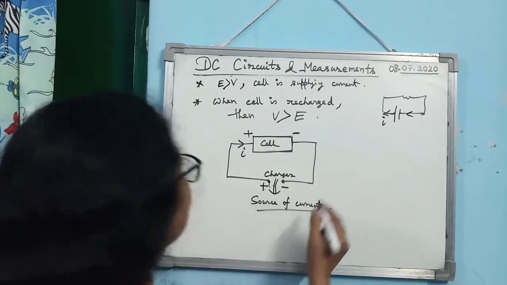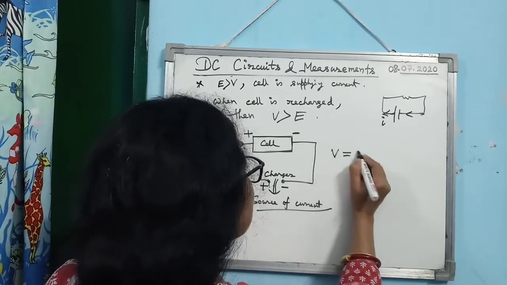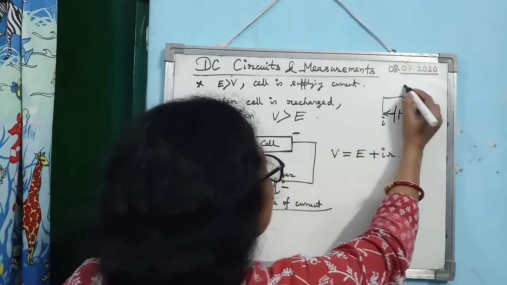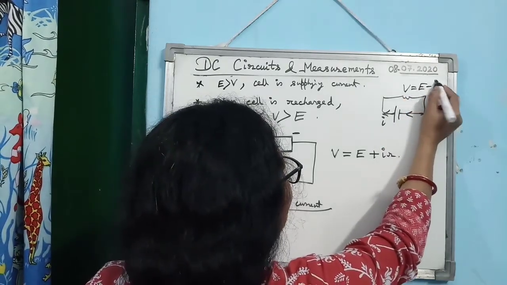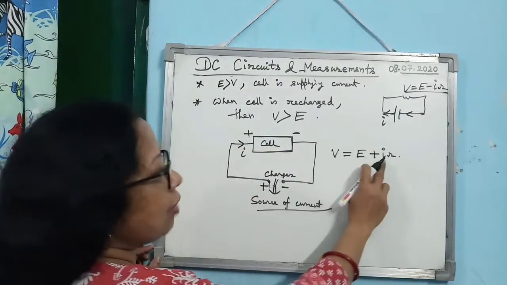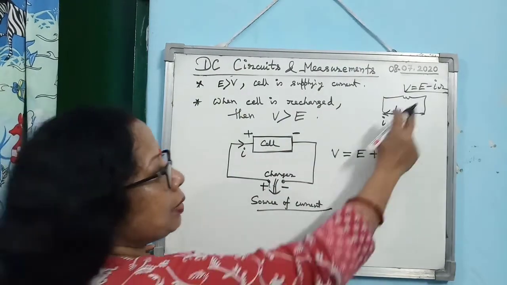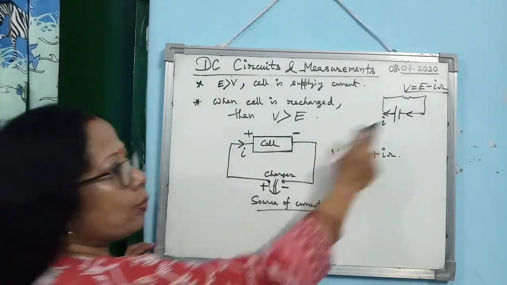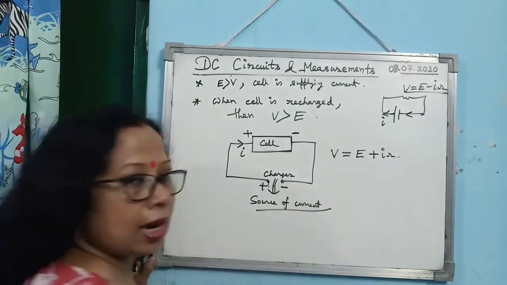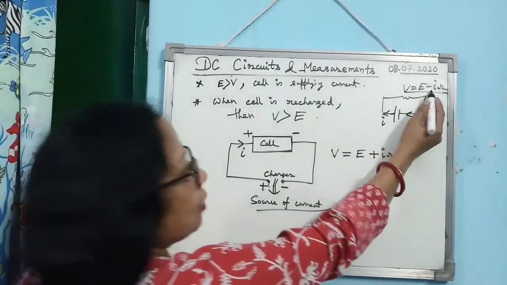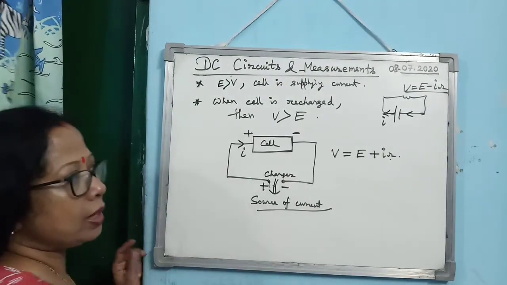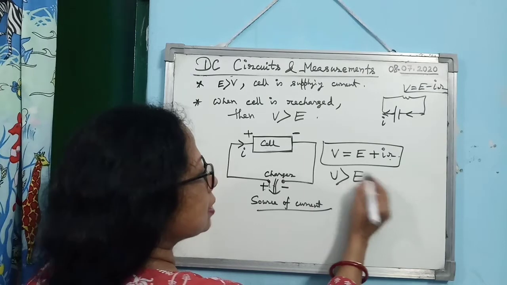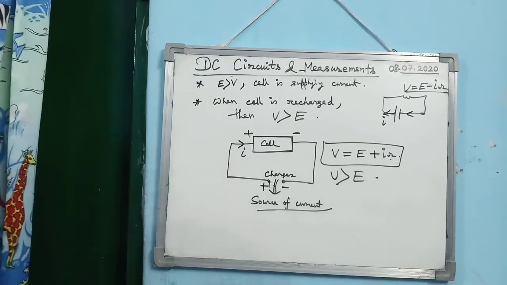So you can write that V is equal to E plus IR. For the earlier relation, what did we write? V is equal to E minus IR, isn't it? But I have written plus. Why plus? Because the direction of current is opposite in this case. So when the direction of current is opposite, I will become negative. Negative and negative will become positive. So V is equal to E plus IR, means V is greater than the EMF of the cell.